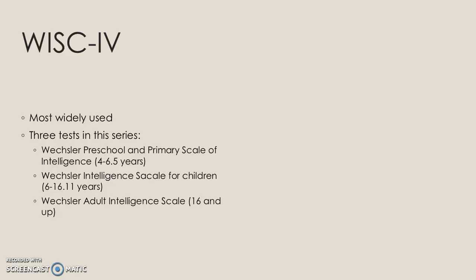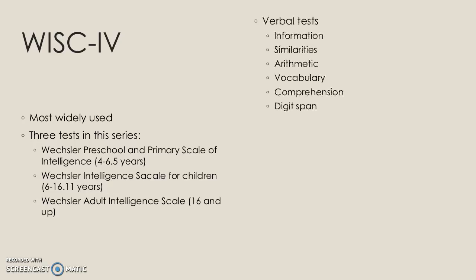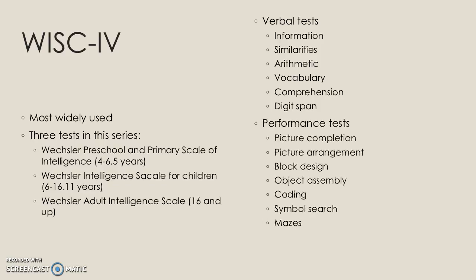There are 3 tests in the series: the Preschool and Primary Scale of Intelligence for 4 to 6.5 years, the scale for children 6 to 16.1 years, and the adult intelligence scale from 16 years and above. The verbal tests include information, similarities, arithmetic, vocabulary, comprehension, and digit span. Performance tests include picture completion, picture arrangement, block design, object assembly, coding, symbol search, and mazes.